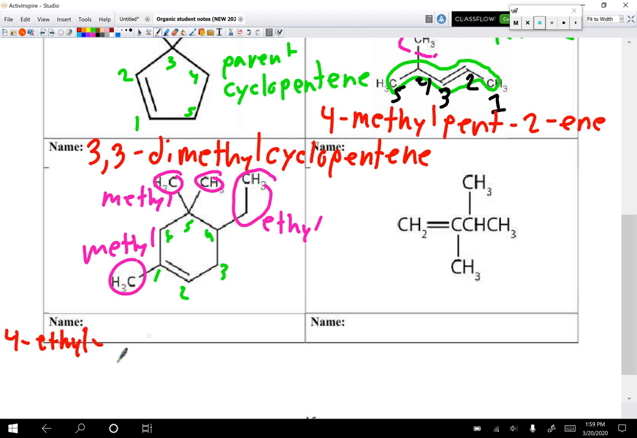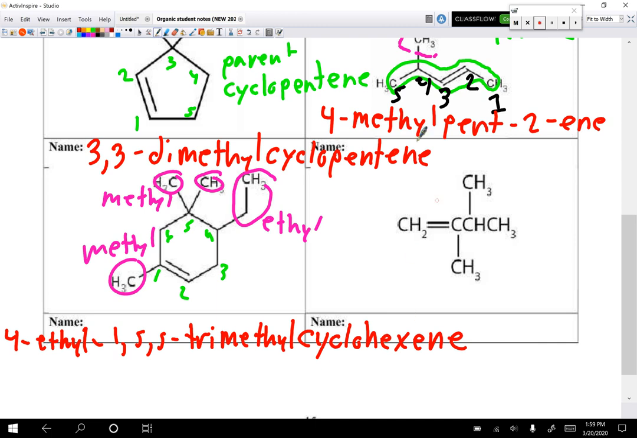Then we have branches off carbon 1, 5, 5-trimethyl. And then our longest continuous carbon chain, we got cyclohexene. Now remember, for cyclic compounds, we do not need to put the position of the multiple bond in the name because it's in carbon 1 and 2 to begin with. For our straight chain, we do need to include it.